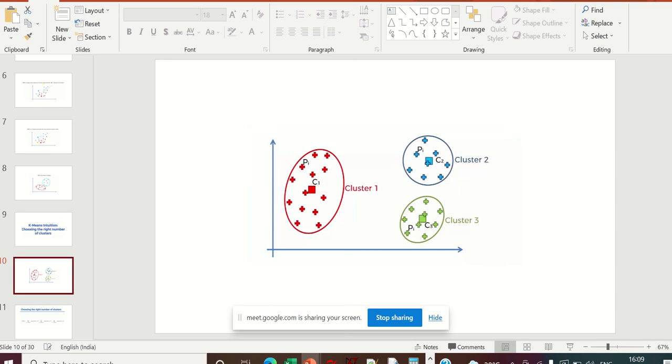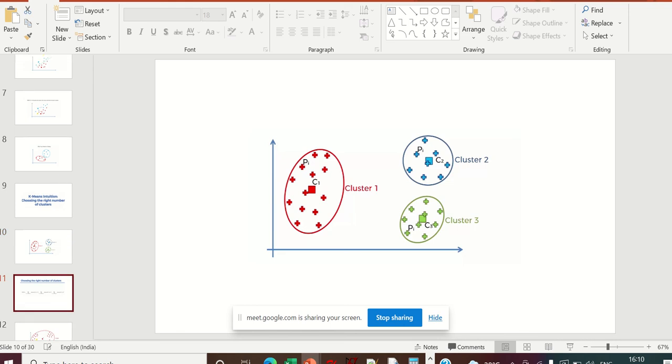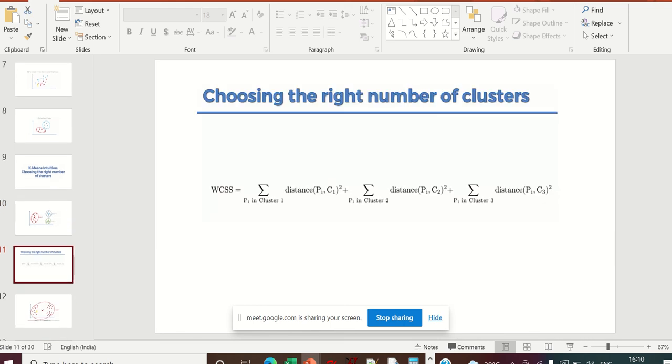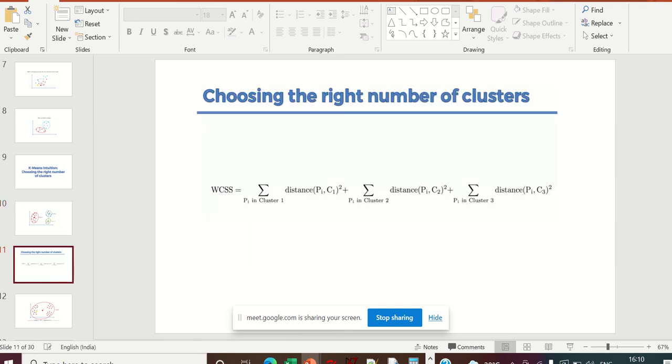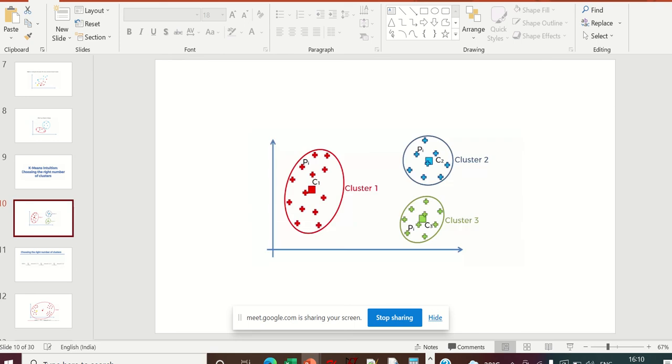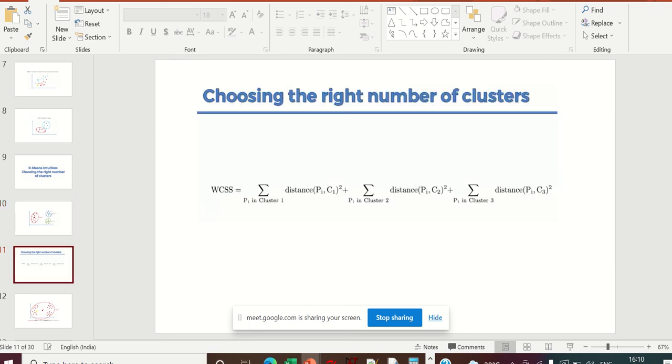Then I will take the average of this distance and square it using this formula: (ti minus ci) whole square. Point minus centroid, squared, and I will sum that for this cluster, then for this cluster, and then for this cluster. I will get three different values, and I will get one final value called WCSS.